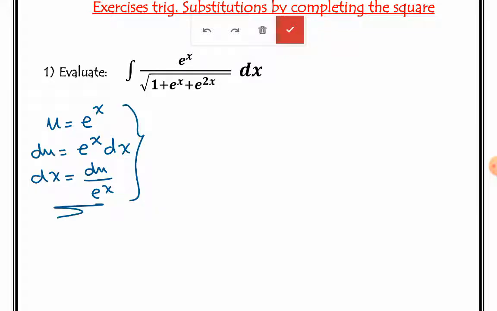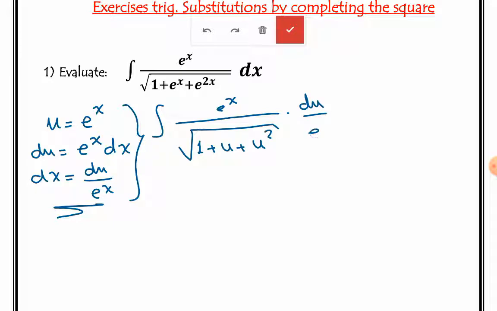I will use all this and substitute in the question, which is e to the power of x over root 1 plus e to the power of x, which is u, plus u squared now, times dx, which is du over e to the power of x, and then cross out e to the power of x with e to the power of x. Okay, and then step 2 here is to what, guys? Complete the square. And to complete the square, we will add b over 2 all squared. And how to complete the square of 1 plus u squared, or u squared plus u plus 1?